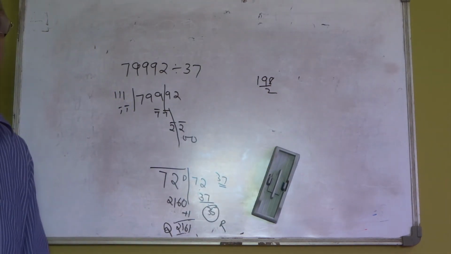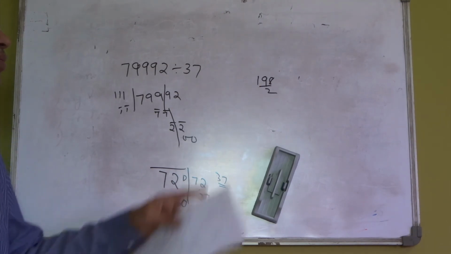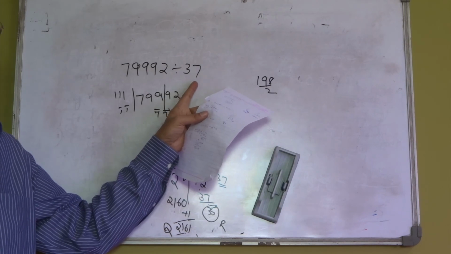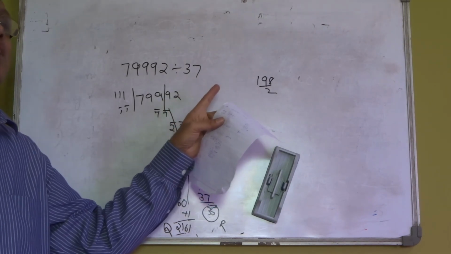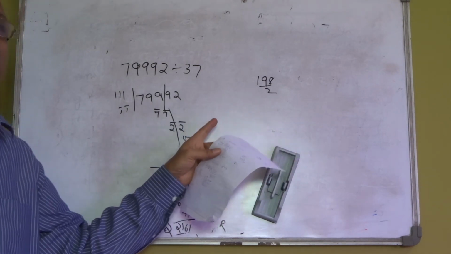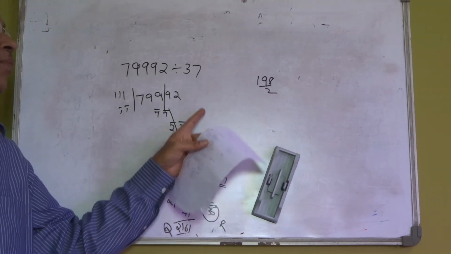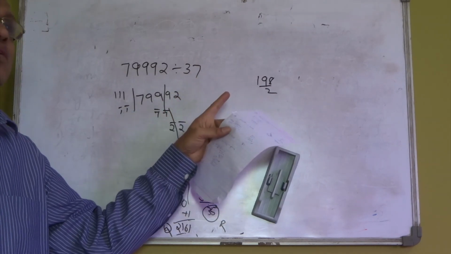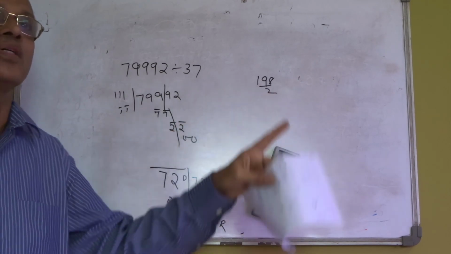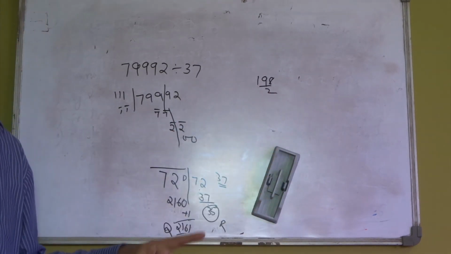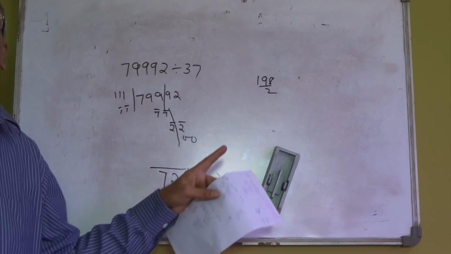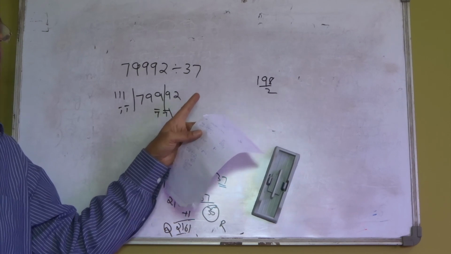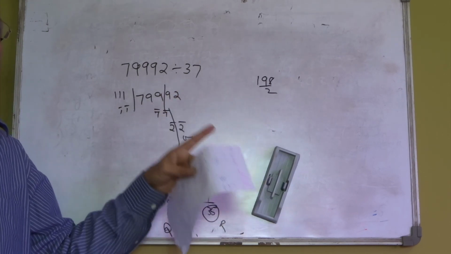Of course, the answer also should be divided by 2, because the divisor is now reduced. In that case, the answer is more, so the answer has to be less, so it has to be reduced. In this case, we have multiplied by 3, so the divisor has been increased. So the answer should also be increased by the same number of times. Here we have multiplied by 3, divisor is increased by 3 times, so the answer should be increased by 3.